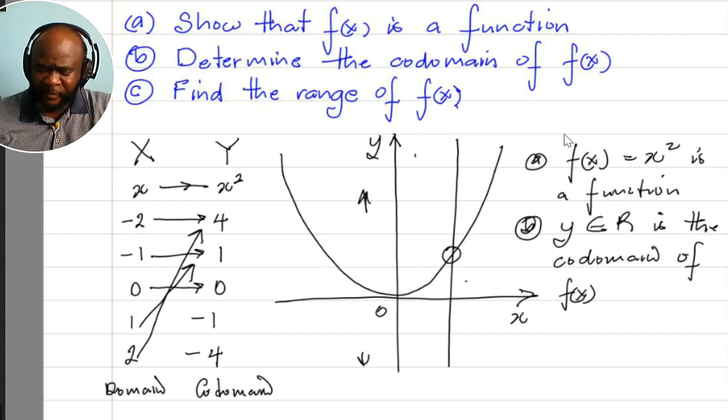So from the arrow diagram, we could see that the positive numbers are elements of the range, whereas negative values of y are not elements of the range. From the graph, we can see that the graph does not fall below the line y is equal to 0. Therefore, there is no coordinate, there is no ordered pair that corresponds to a negative value of y.